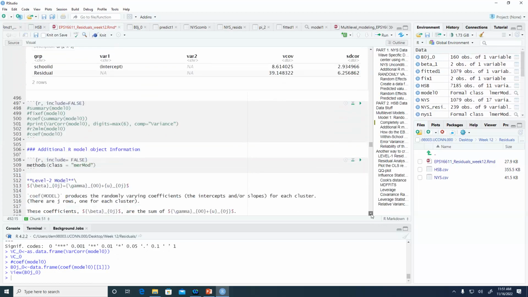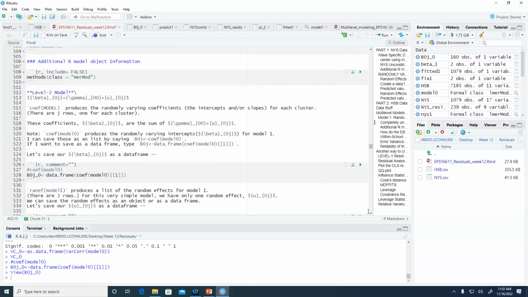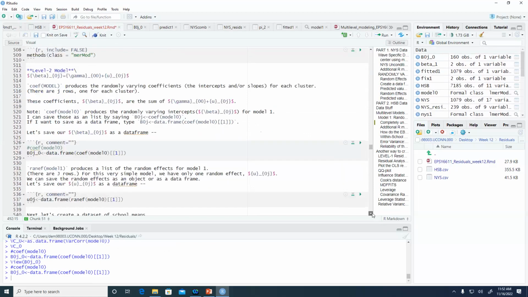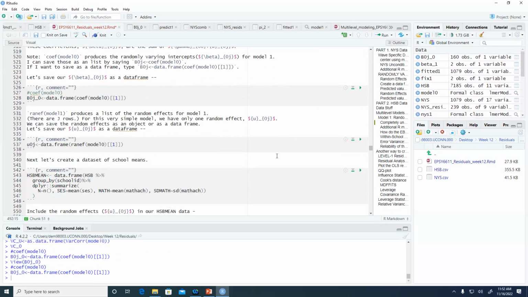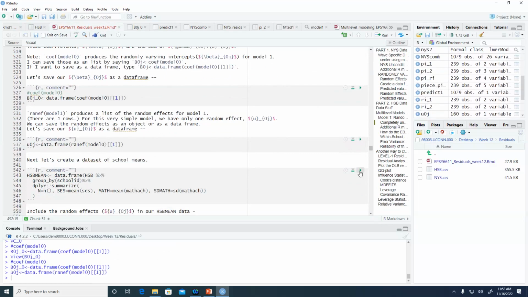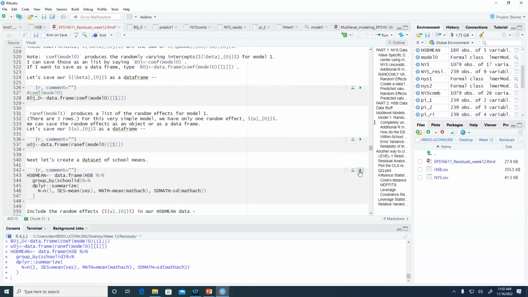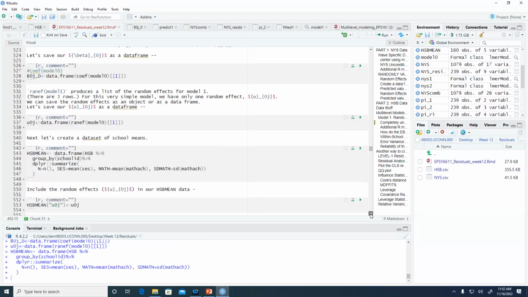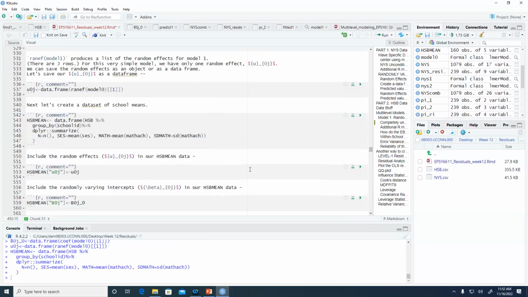9 minutes left. Okay, so I can save these if I know I feel like I've already done that a million times. I could save my random effect too. Here, what I'm doing is I'm actually creating a data set of school means. Because remember, I was just saying, how reliable an estimate of the true mean is the school mean. So I am just creating a data set of school means. And now I'm going to include the random effects in that data file. And I can include the randomly varying intercepts in that data file as well.